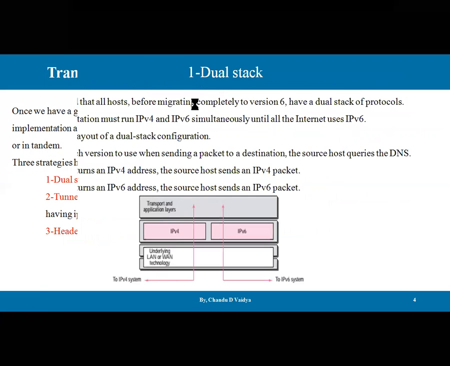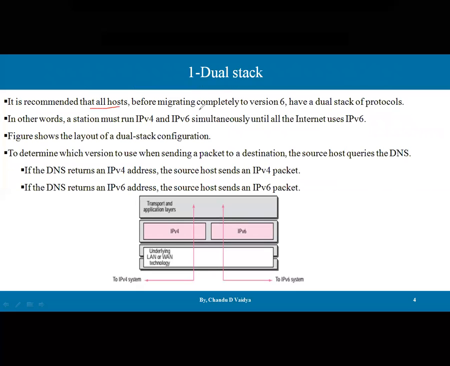Now, here, dual stack. It is recommended that all the hosts, before migrating completely to version 6, have a dual stack protocol. Nowadays, many of the computers are still using IP version 4. And if the service provider is, let's say, using IP version 6, it is recommended that all the hosts available on the internet present both types of stack so that they can understand IP version 4 as well as IP version 6.